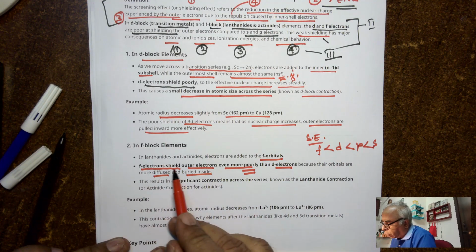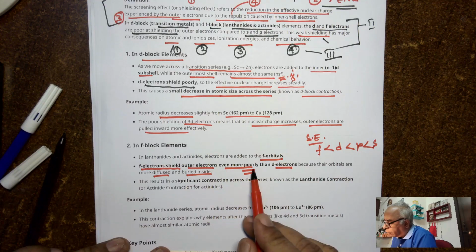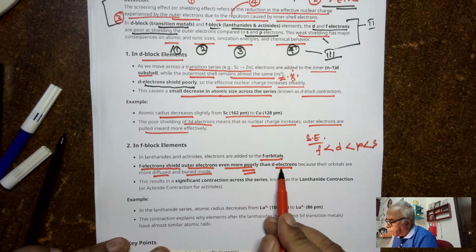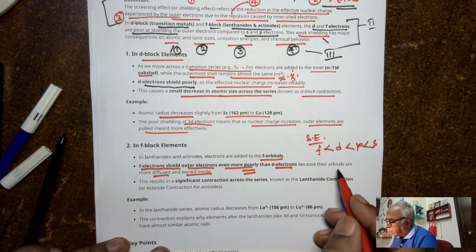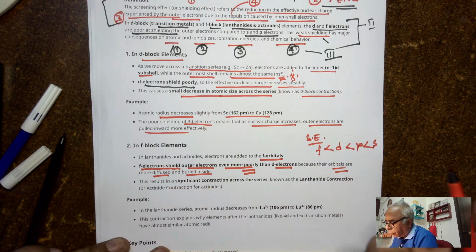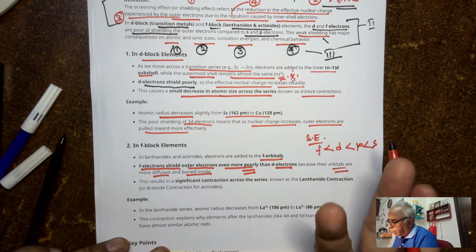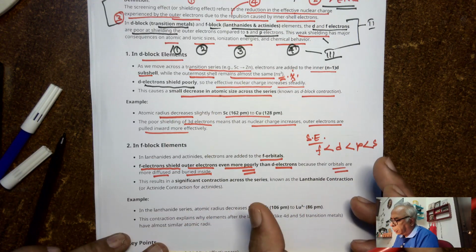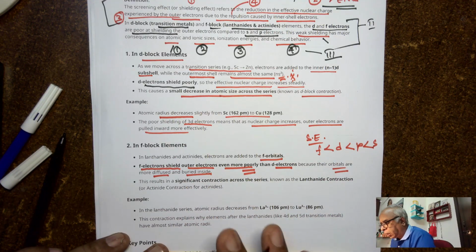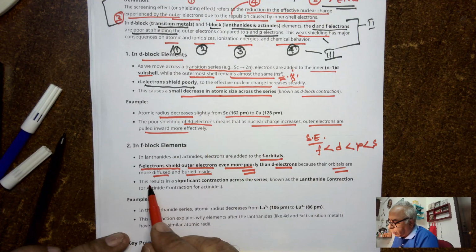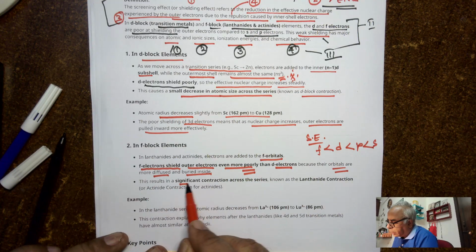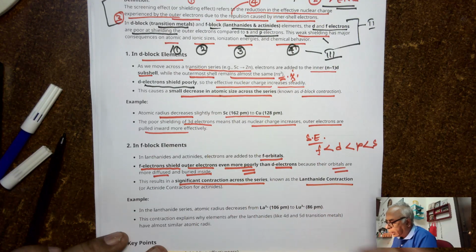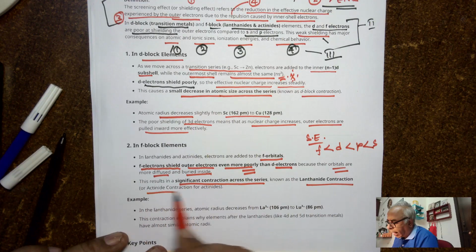So why do these f orbital electrons have a very poor shielding effect compared to d electrons? Because their orbitals are more diffused, more spread and buried inside, and that is why this shielding is weaker in the case of f electrons. So the result is significant contraction across the series, and that is why it's called lanthanide contraction, and actinide contraction in the case of actinides.